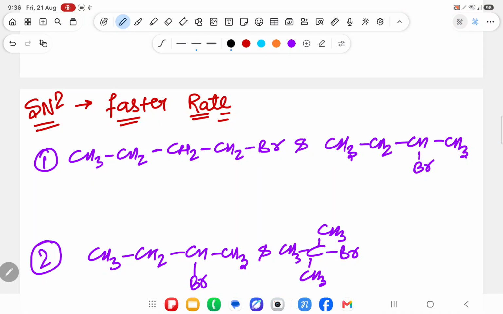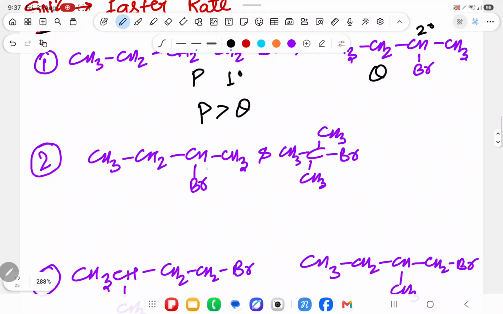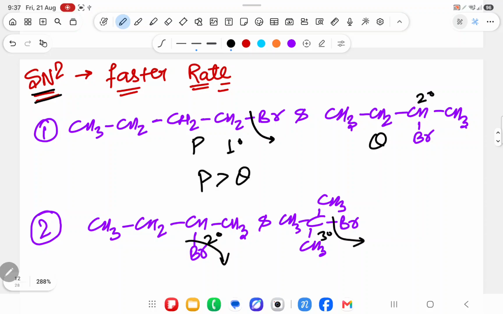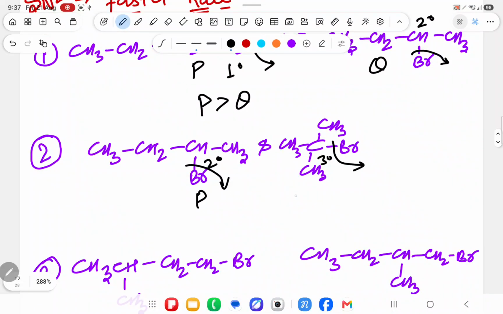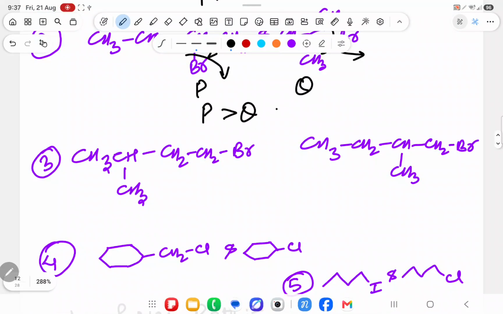Suppose in this part, this is P, this is Q. They are asking which one of the following will do SN2 faster. This is 1 degree, this is 2 degree. 1 degree will do faster than 2 degree. Over here, after removing Br we have to check. So this is 2 degree, this is 3 degree. This is P, this is Q. Which one will do faster? P will be faster than Q.